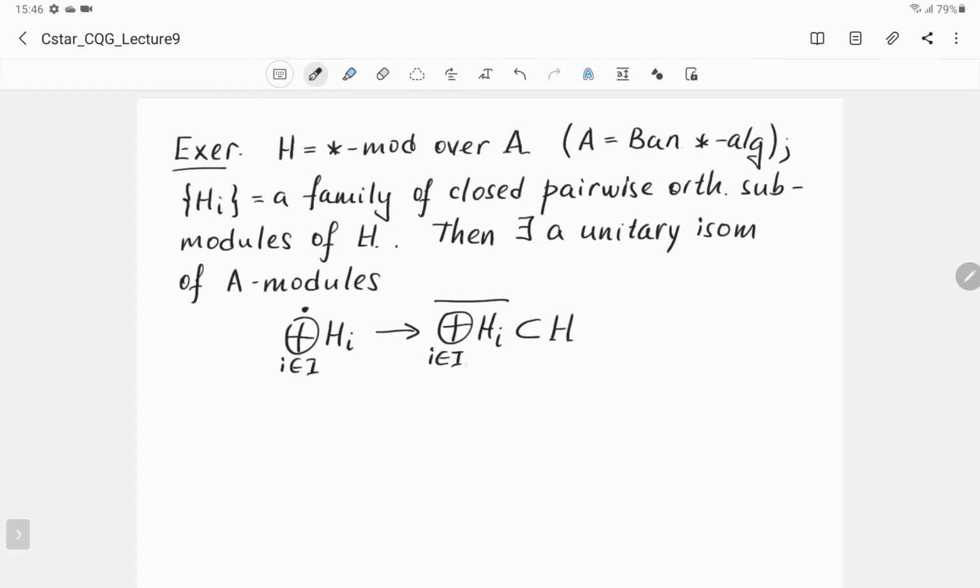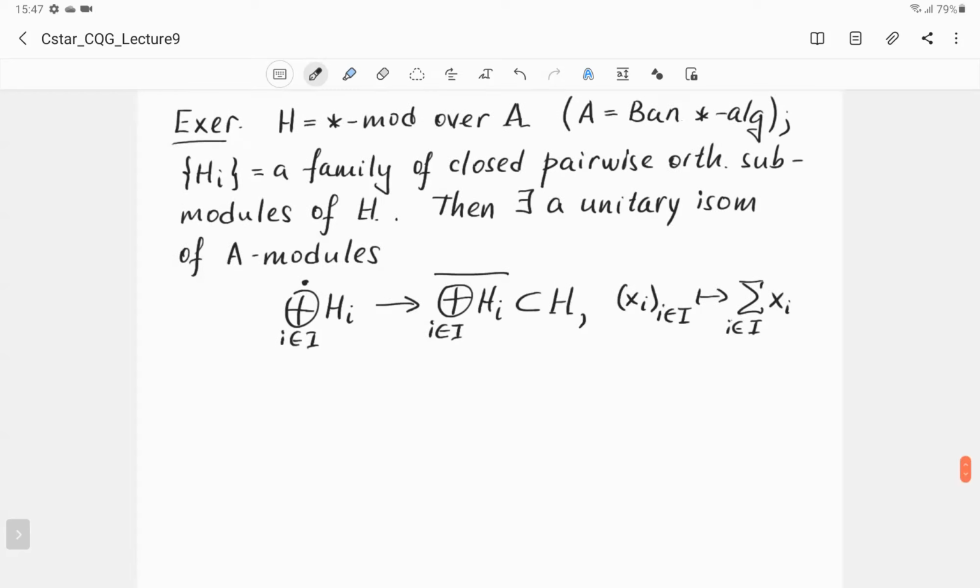which takes each element in the Hilbert direct sum, that is a square summable family, xi, to their sum. So in particular, I claim that this family is summable, and this correspondence is a unitary isomorphism of A modules. This is quite easy, just a standard exercise in functional analysis.